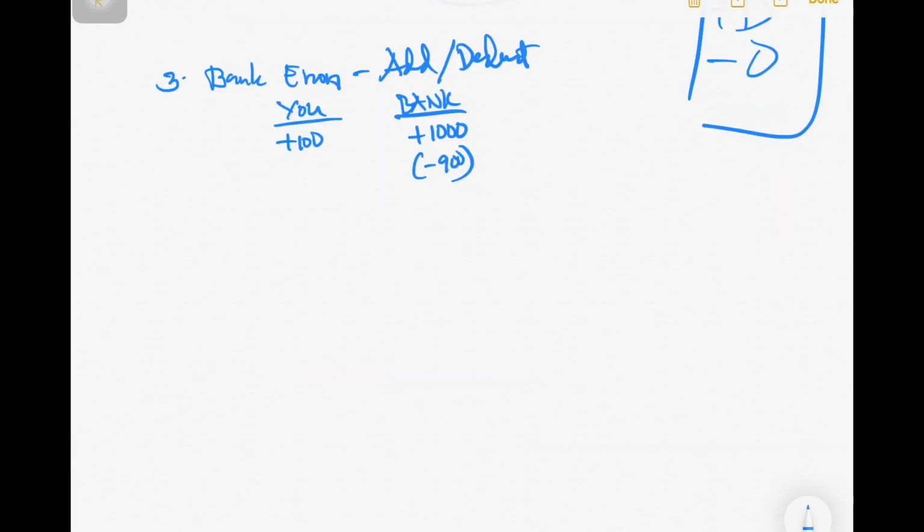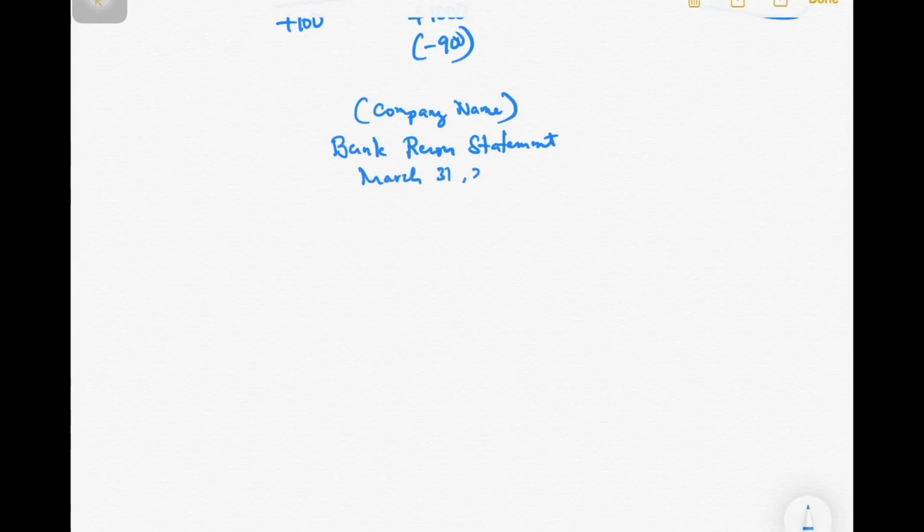Now let me summarize now the discussion. How do we now prepare the bank reconciliation? First, you will prepare the heading. So the first line that you will write in the heading is your company name. So whatever company name that you have, I will just write company name. And then the statement that you are preparing, this is a bank reconciliation statement, bank recon statement. And then after that, write the date. Let's say March 31.